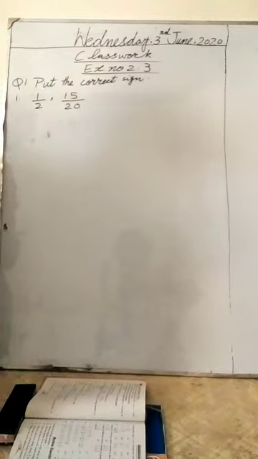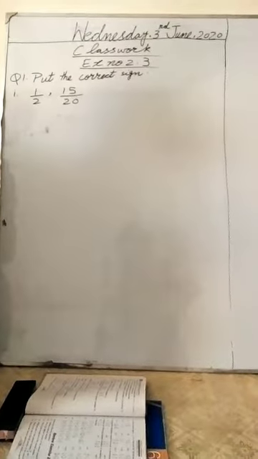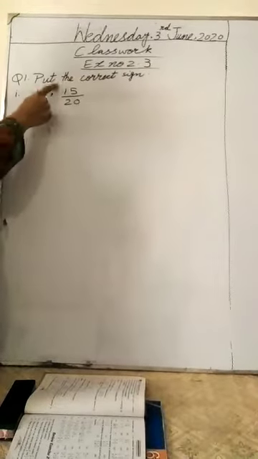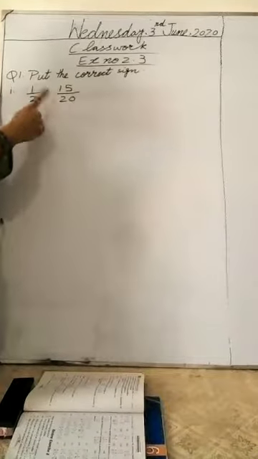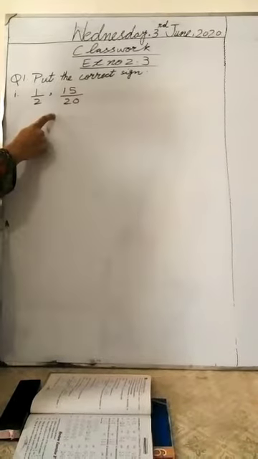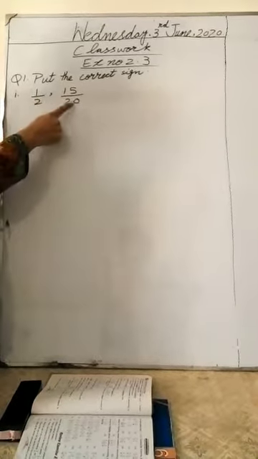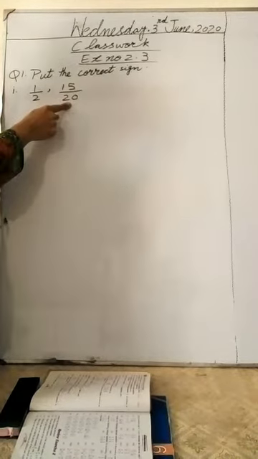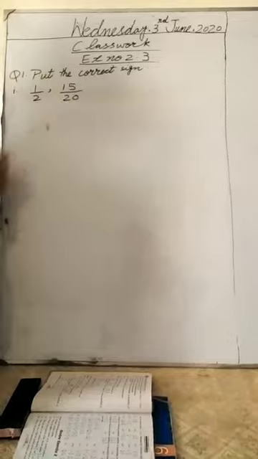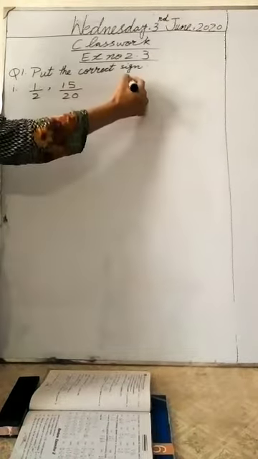Number 2.3, question number 1, put the correct sign. First part is 1 over 2, 15 over 20. For putting the correct sign of greater, less and equal, first of all we need to see the LCM. If the LCM are not same, we need to find the LCM in the rough one.